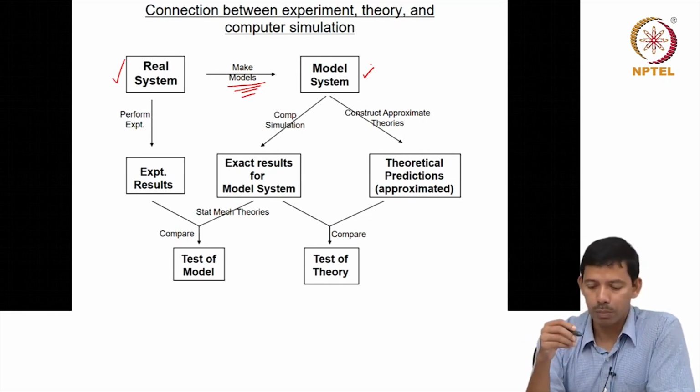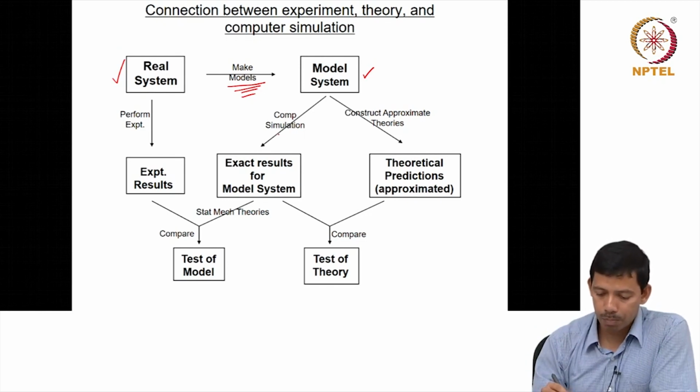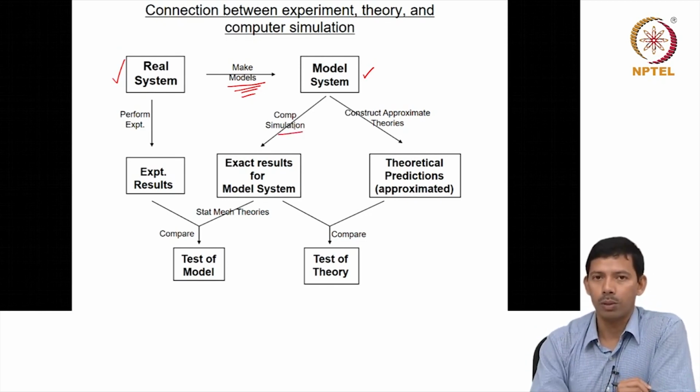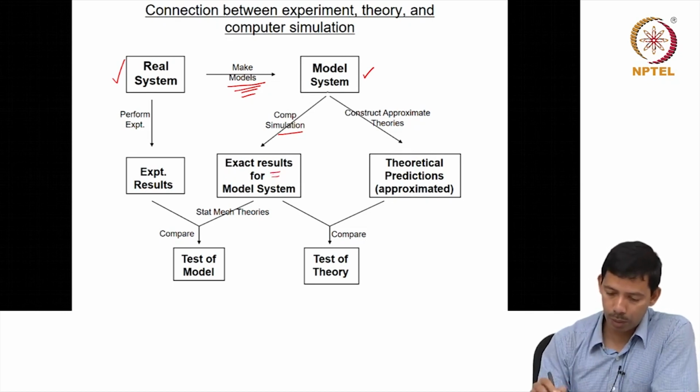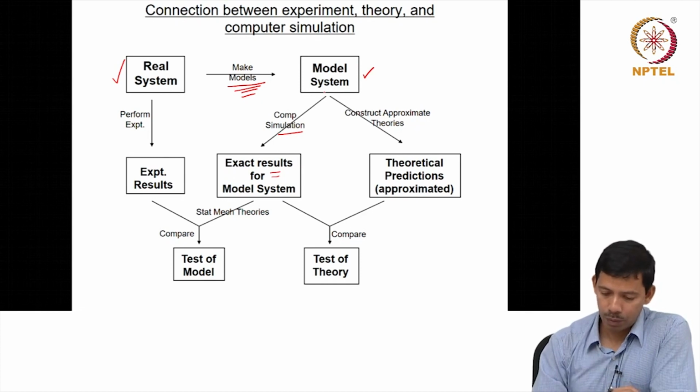Once you have the model system, you can perform computer simulation on your model system. Once you perform the computer simulation, you get the results. So those are the results you obtain from computer simulation for the model system you have made. On the other hand, from the real system, you perform experiment and you get the experimental results. Experimental results are the accurate results that you get from experiments. And on this side, you got the results from your model system by carrying out a computer simulation.